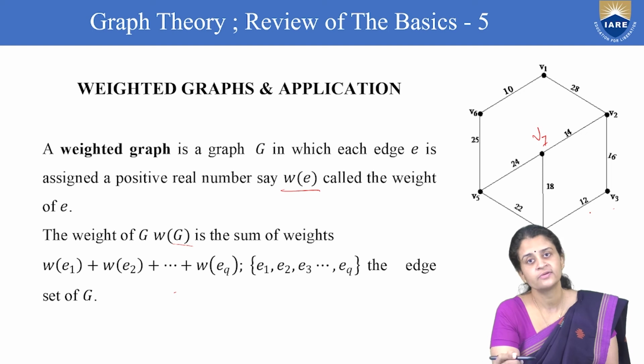If there is no edge, we will not be putting any weight, or we can put 0. Here we have the weight to be 14. Okay. So what is the total weight of this graph? We can take it to be 28 plus 14 plus 16 plus 12 plus 18 plus 24 plus 22 plus 25 plus 10. Okay.